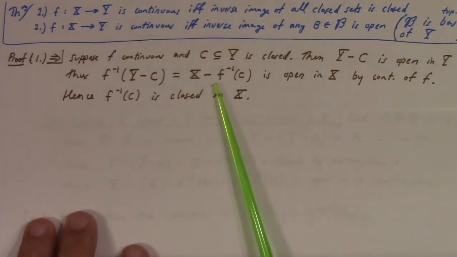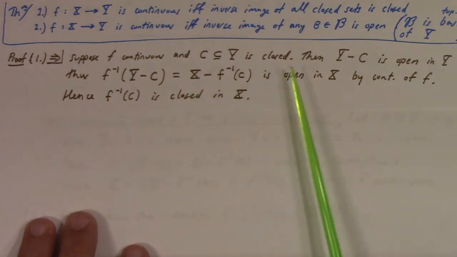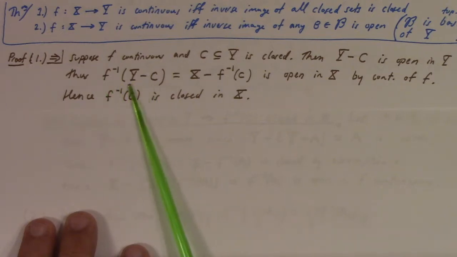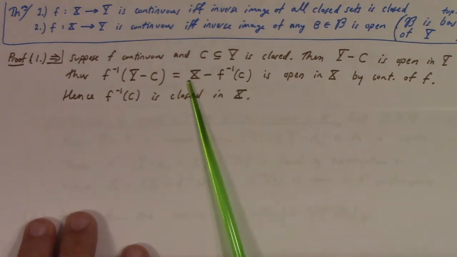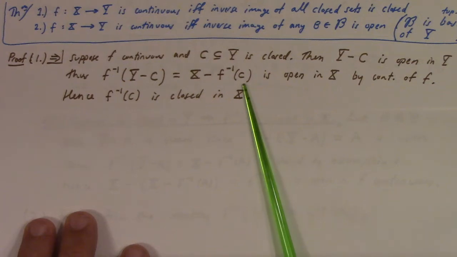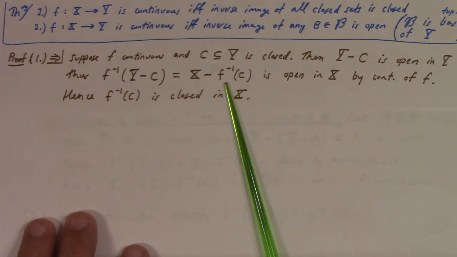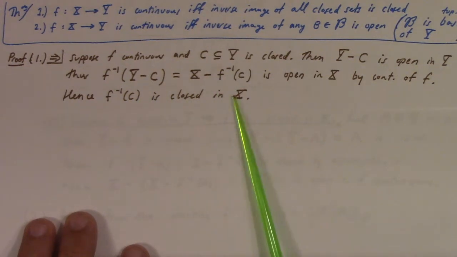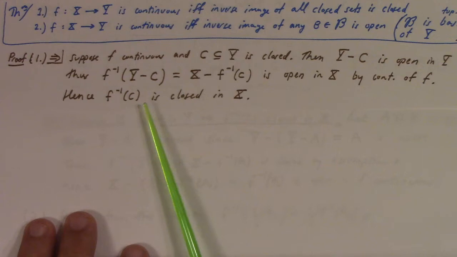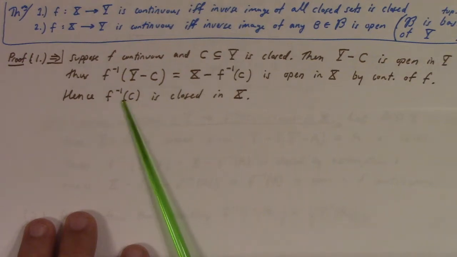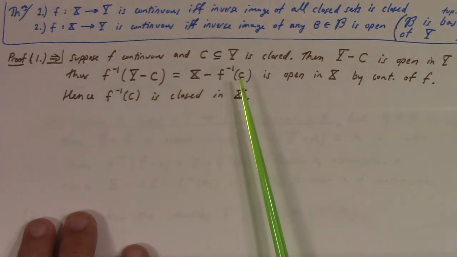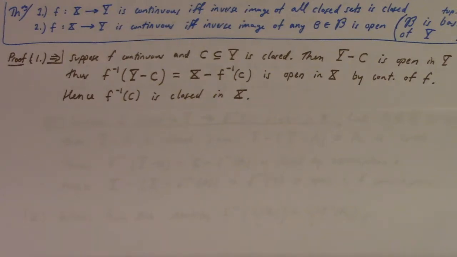So that's open, right? Since f is continuous, the inverse image of this is open, which means that this is open. But if this is open, that means that the inverse image of C is closed, by definition of closed in X. And that's what we wanted. We took a closed set, and we showed its inverse image was closed, and the main data we needed to prove that was the set theory identity for inverse images, paired with the definition of continuity, that the inverse image of an open set is open.